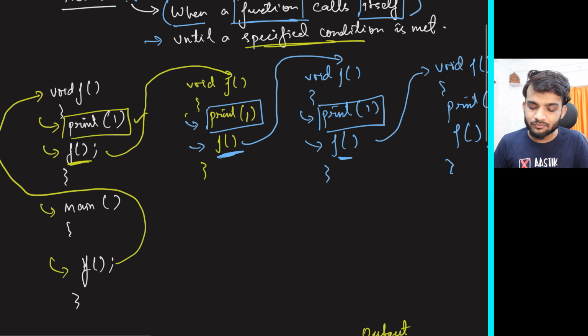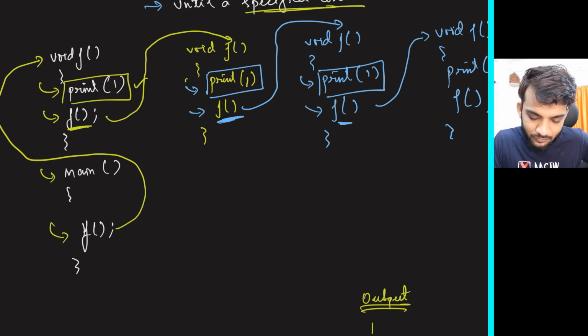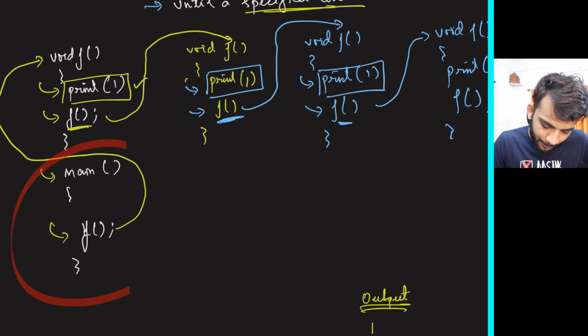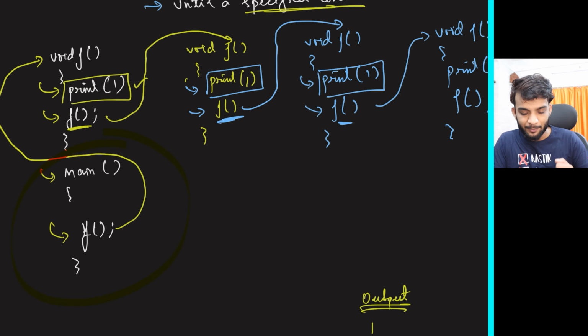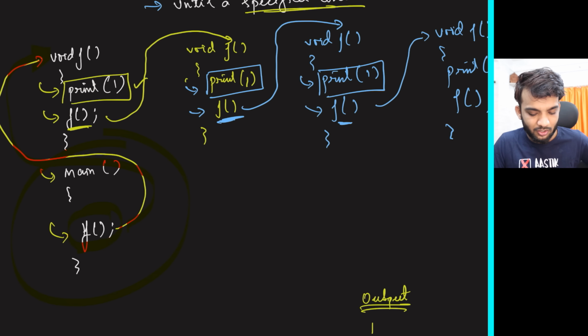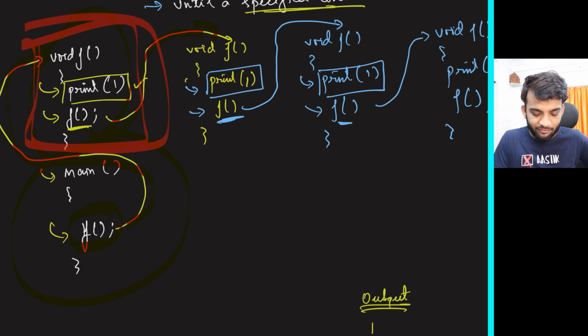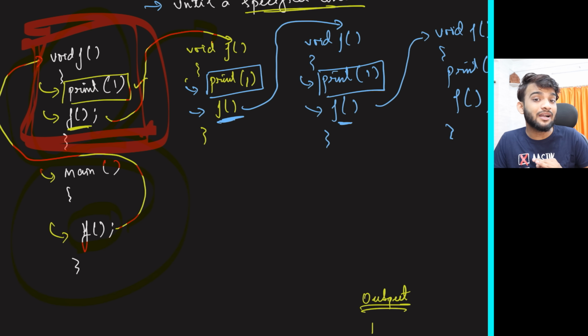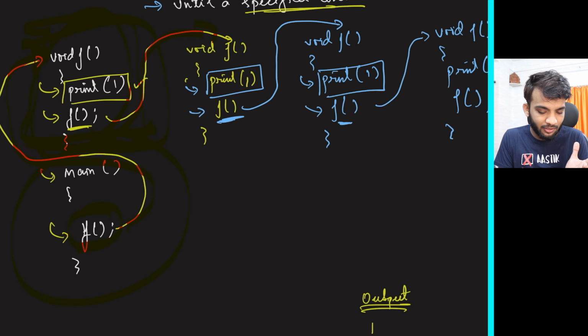Let's understand. Let's come back to the code. So if I show you the code, this was the main, correct? This main called this f, and after this f called this guy. So this f is not yet completed. This function call is not yet completed. So it will be waiting in the memory, correct?